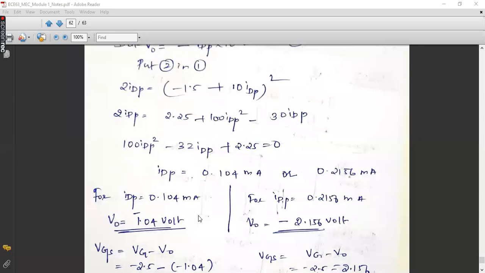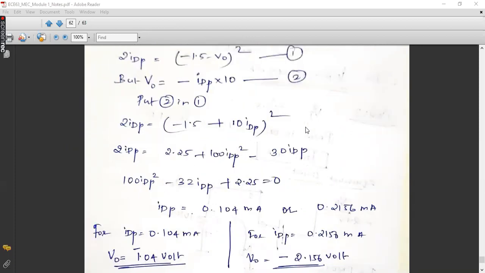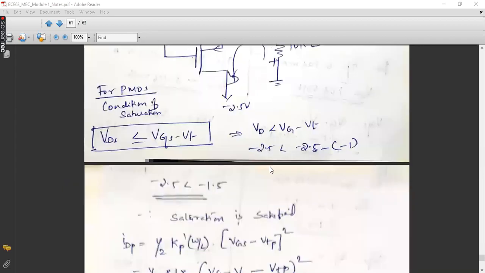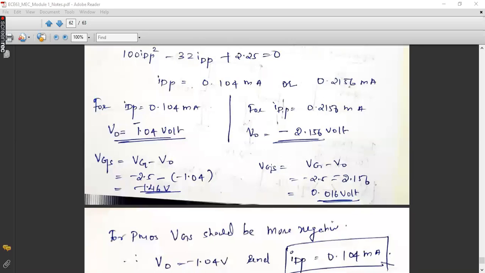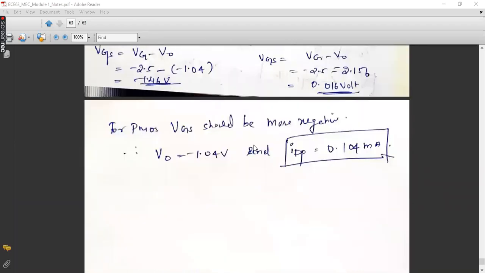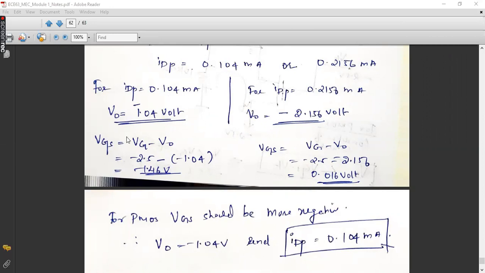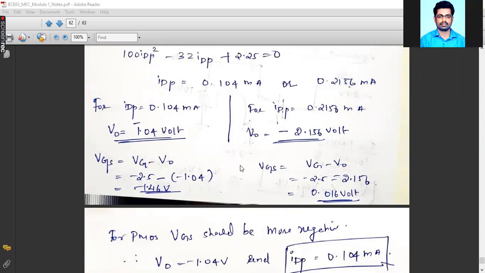Recall that V naught will be negative because as per the current flow from ground to negative VCC, right? From ground towards minus 2.5, like this it is coming. So V naught should be negative. So substitute in the equation minus IDP into 10. That equation you have to substitute and find V naught. Then we will go for VGS and then finalize, which you have to take.